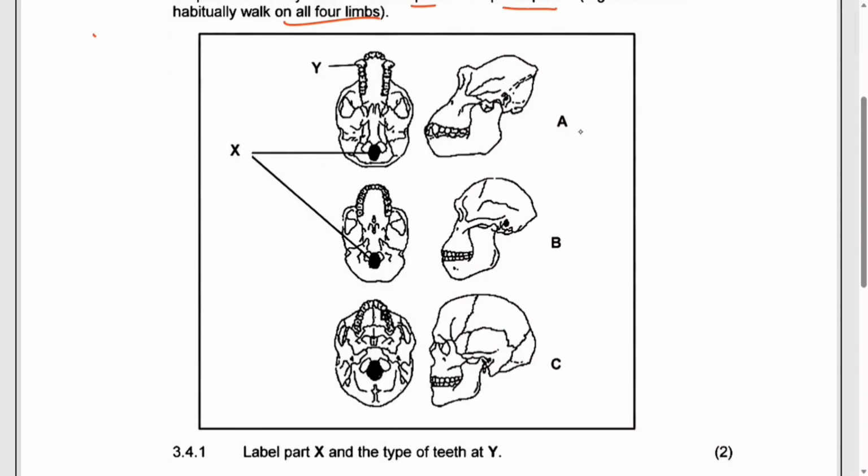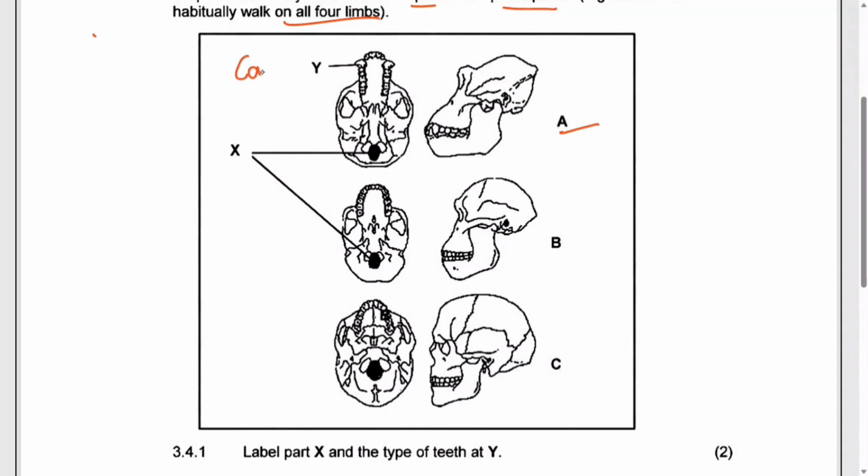So now we can see that we have organism A, B, and C, and the location of the foramen magnum is different in organisms A, B and C. So you should pay attention and remember the position of the foramen magnum in the different species. Now we have Y and X. Let us check Y. Y represents the type of teeth that shows the trend of human evolution.